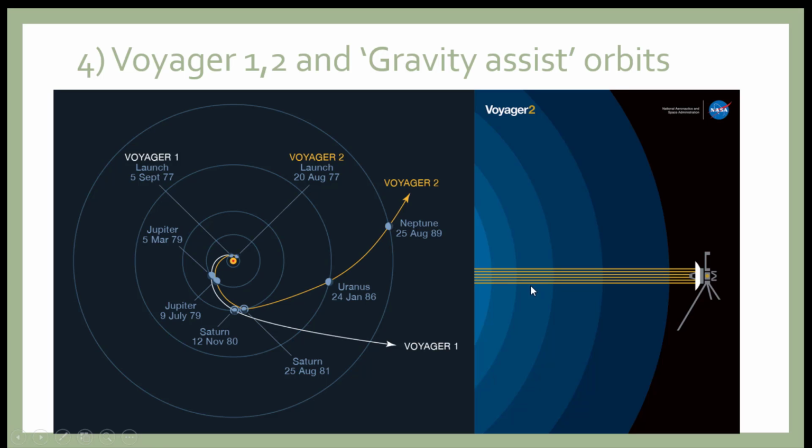And next, one more interesting mission by NASA is Voyager 1 and 2. And similar to the idea of Hohmann transfer orbits, there are gravity assist orbits. So the idea is again use the gravity efficiently to execute the mission.